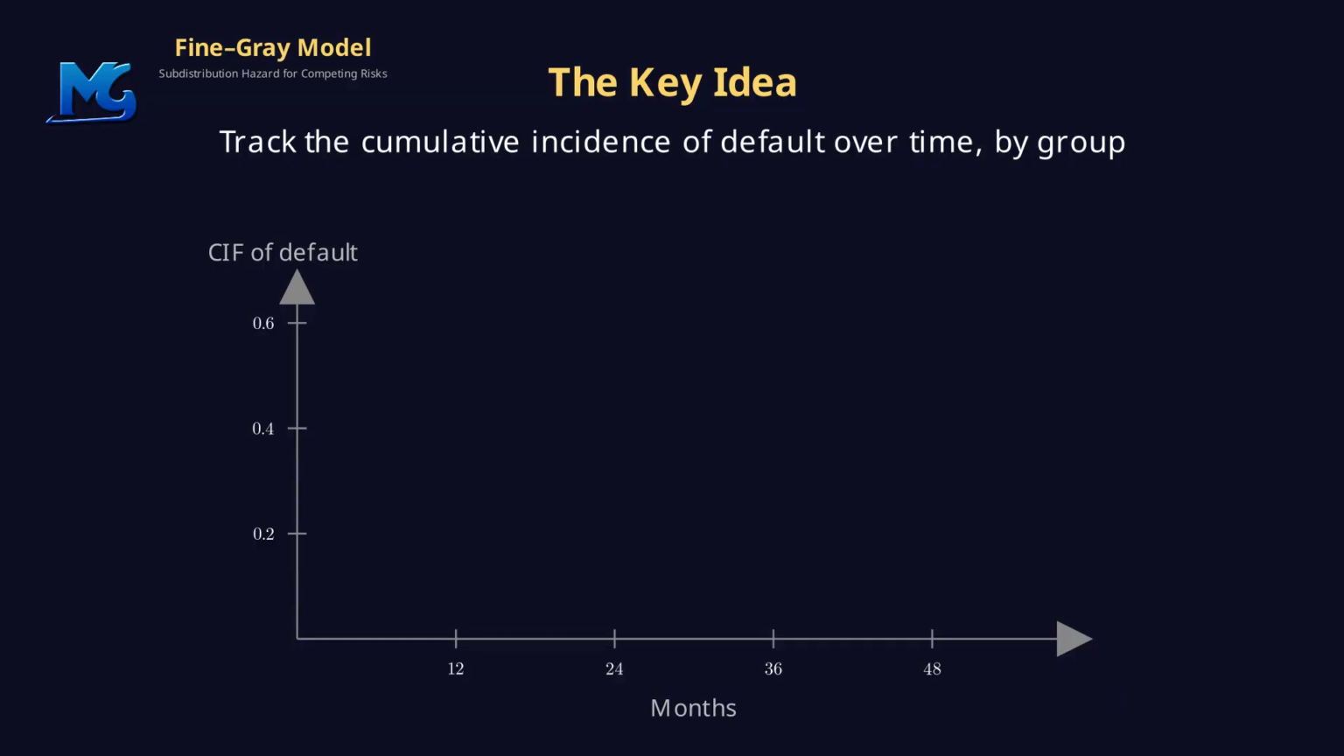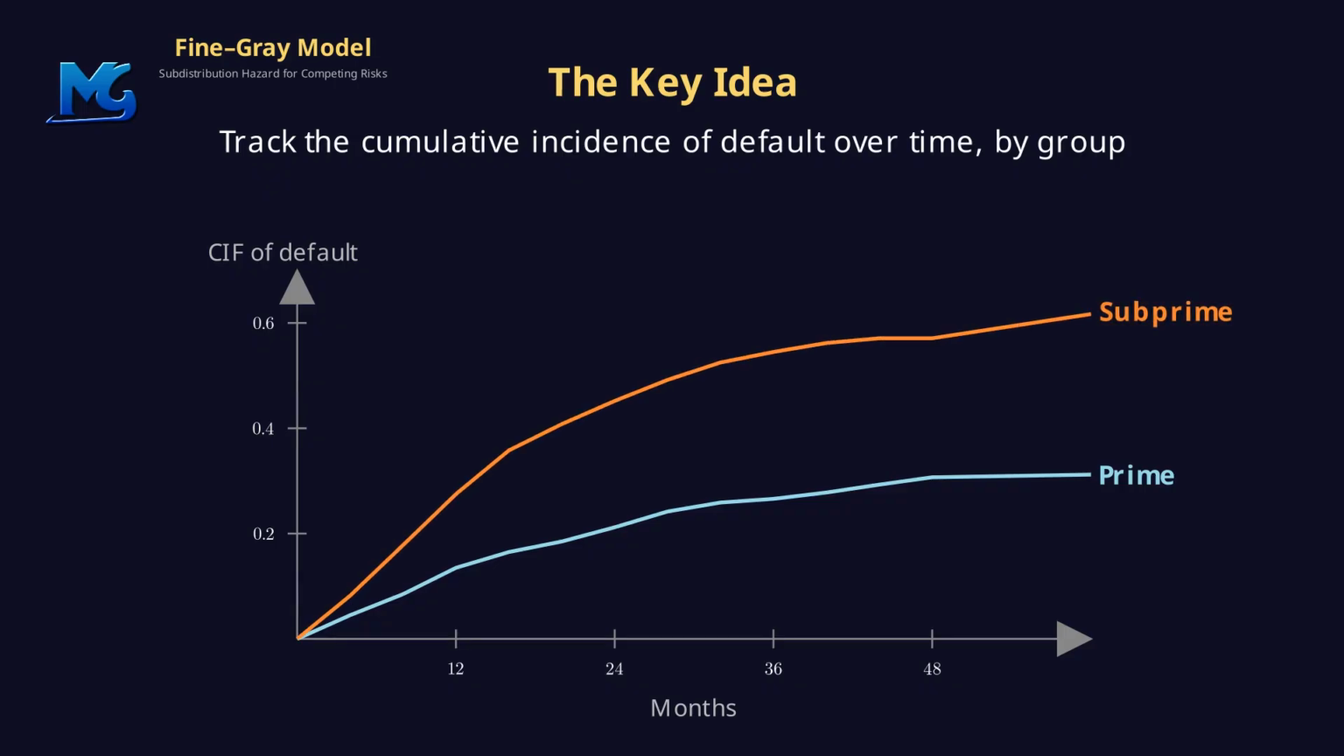Two groups of borrowers, prime and subprime. Prime loans climb to about 27% default by 3 years. Subprime loans climb far higher, about 55% over the same window. At 3 years, that's a 28 percentage point gap in absolute default risk. The Fine-Gray model turns that whole separation into a single number.